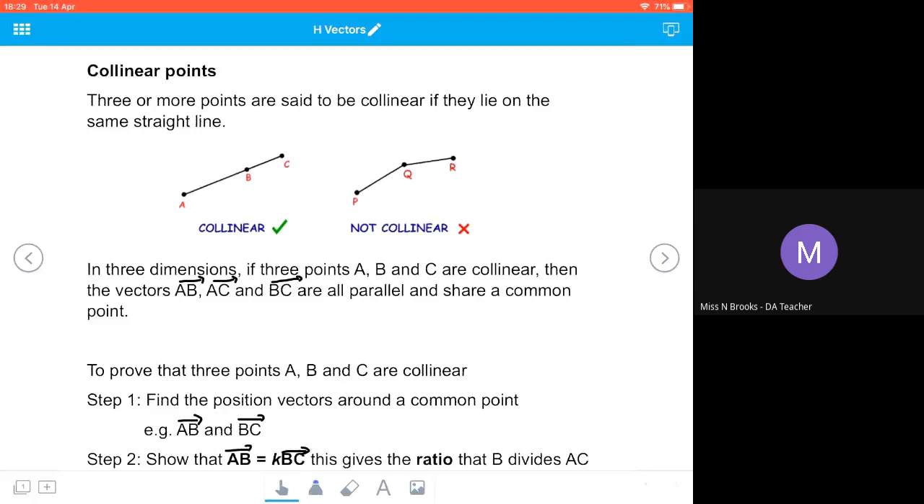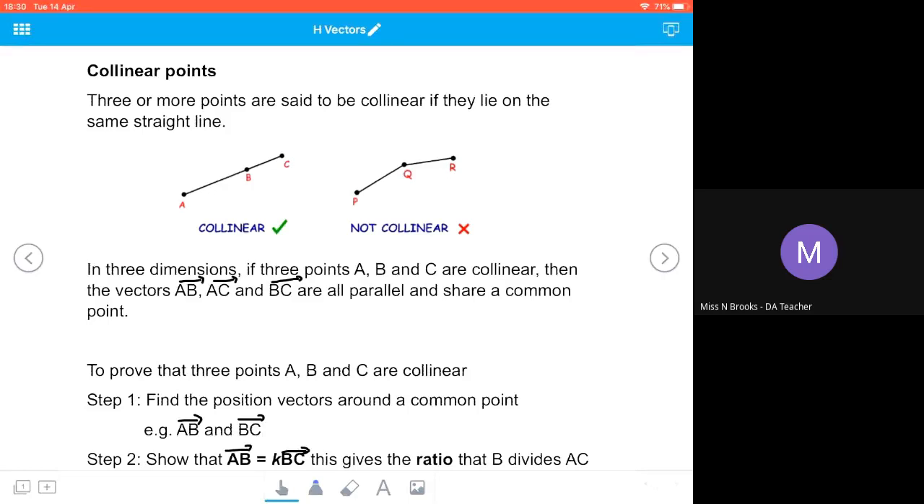So you can see we've got two examples here. Here is a collinear example where we've got a line segment ABC. You can clearly see that the gradient of AB is the same as the gradient of BC, and because they share a common point, they are collinear, because we've got parallel gradients with a common point. PQR are not collinear because although there is a common point on this line segment, the gradient of PQ is different from the gradient of QR, and so therefore they are not collinear.